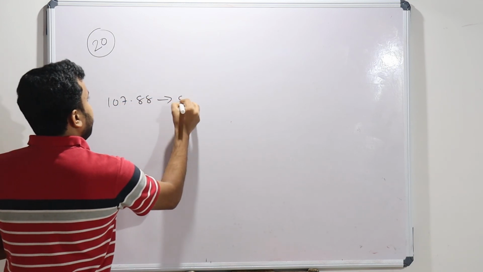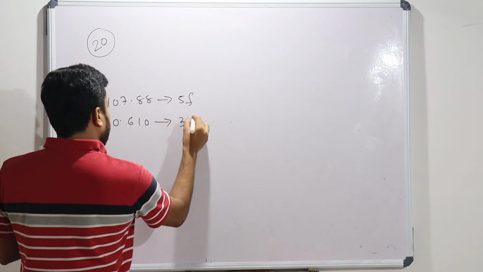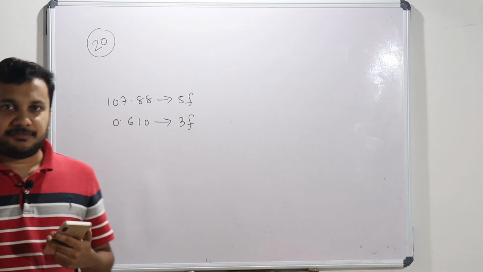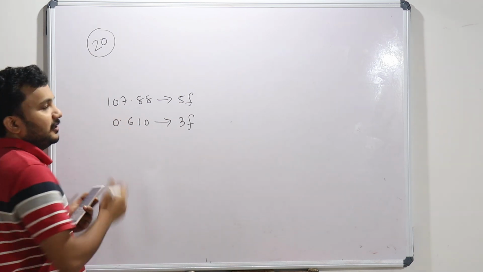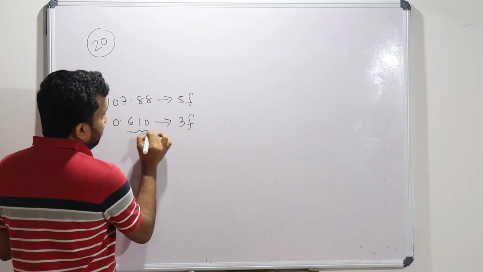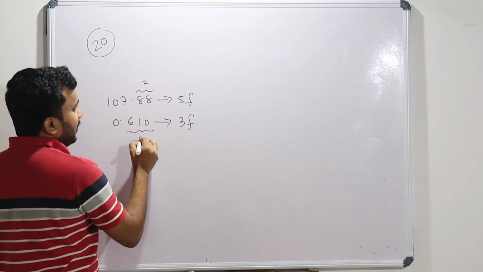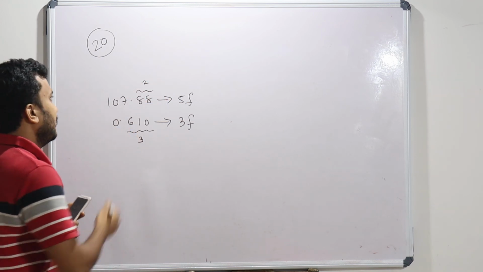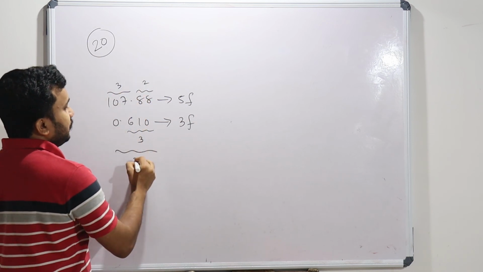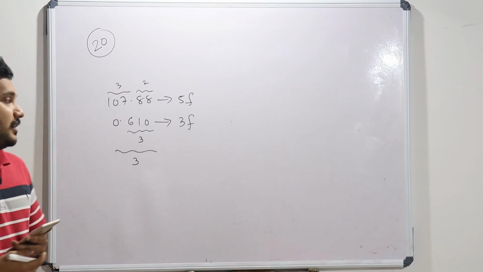107.88 will be containing 5 significant figures. 0.610 will contain how many significant figures? 3 significant figures. This 0 is a significant figure if it is after the decimal. Here after the decimal, how many numbers will be here? 3 numbers. Overall here it is 5 significant figures, and overall here it is 3 significant figures. So the answer will contain the least number of significant figures.